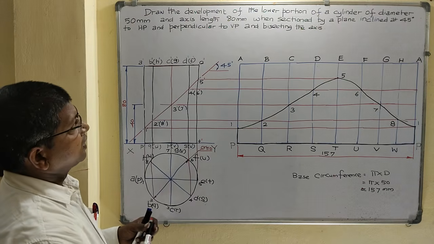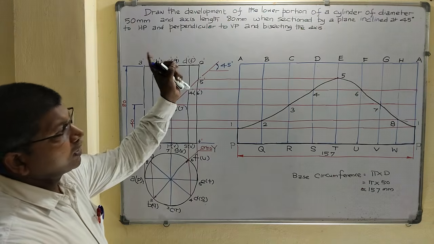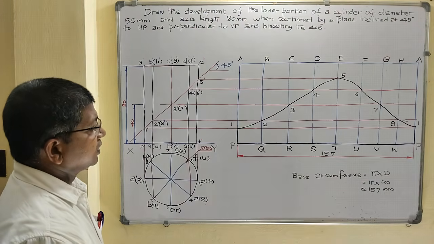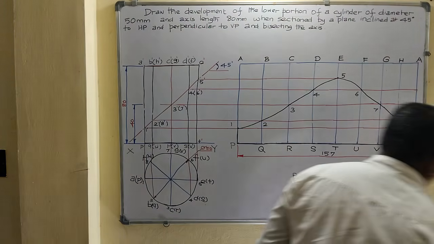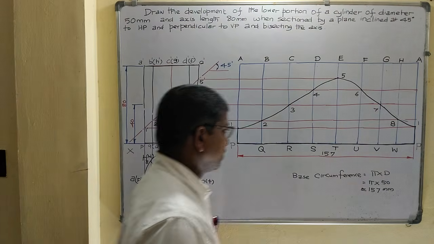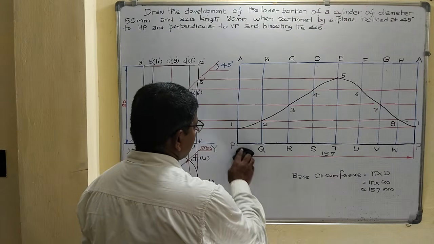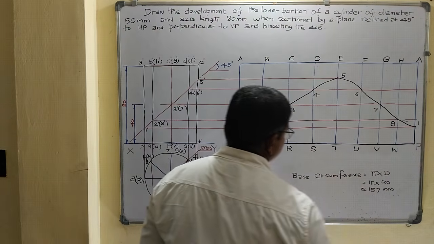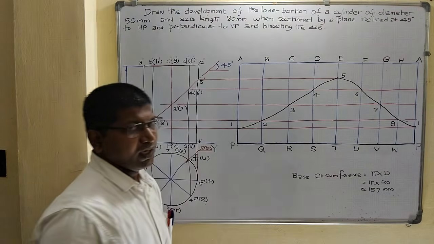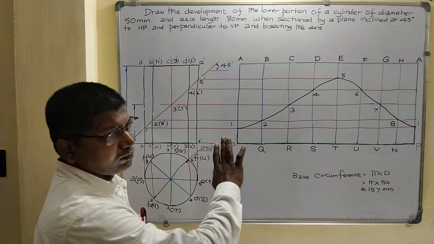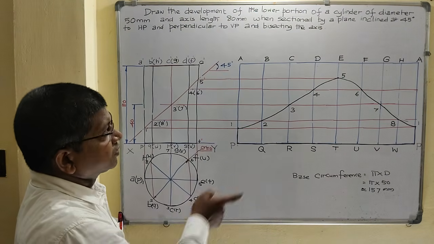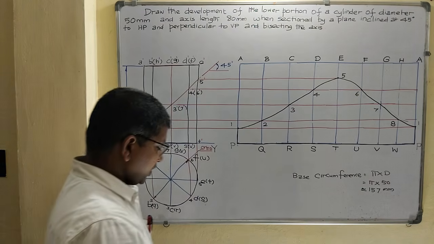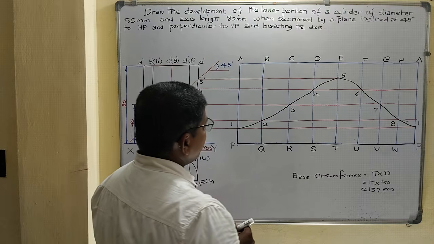Now here, draw the development of the lower portion of the cylinder. So you have to draw the base circle also. Erase this dimension and mark it in the top base. For the lateral surface alone, this is enough, but the question is to draw the development of the lower portion of the cylinder. After cutting, the top portion is removed and the remaining portion is the lower portion, so the lower portion includes the base circle.